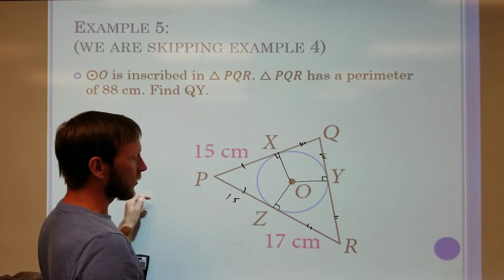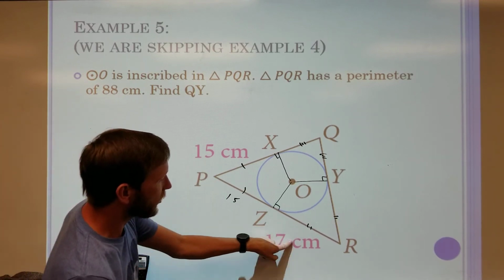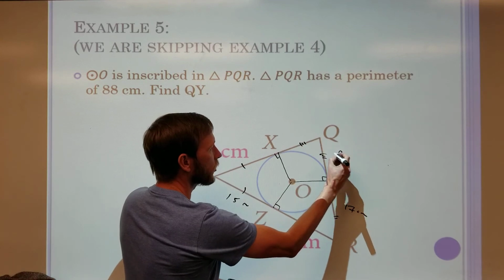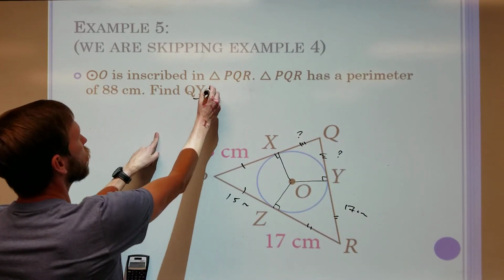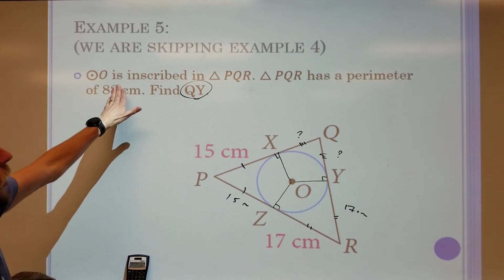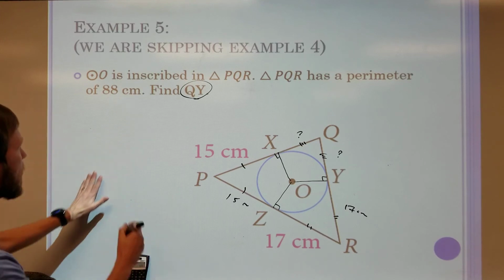So this is 15 centimeters and 15 centimeters. This is 17, and this is also 17 centimeters. And so the question is, what is the length of QY is what we're trying to find. Segment QY's length, we're going to try to determine what that is. So how do we do that? Well, we're going to use perimeter. We know that perimeter is 88.